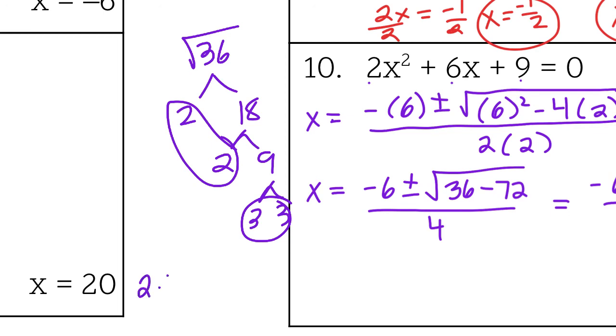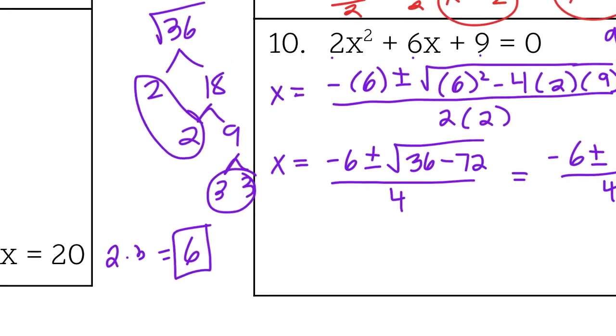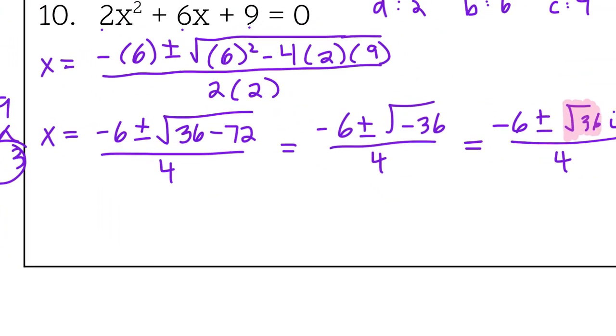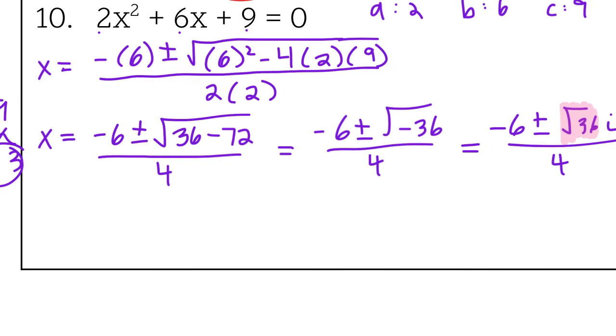So 2 times 3 gives me 6. So you could have saved yourself time if you just knew that 36 is a perfect square and the square root of it is 6. But if you didn't remember that, you could always do this little tree. So I can rewrite this as negative 6 plus or minus 6i, because it's not a square root anymore, over 4.